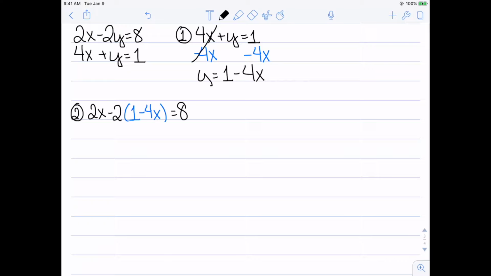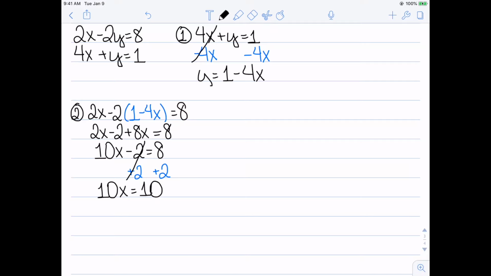Step 2 then wanted me to use that to substitute into my other equation, my first equation. The equation said 2x minus 2y, which we know is 1 minus 4x, is equal to 8. Distributing my parentheses gives me 2x minus 2 plus 8x is equal to 8. And then combining like terms gives me 10x minus 2 is equal to 8. We then add 2 to both sides, which gives me that 10x is equal to 10. Finally, we divide both sides by 10 to get that x is equal to 1.